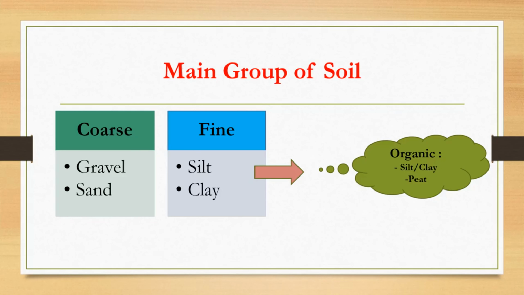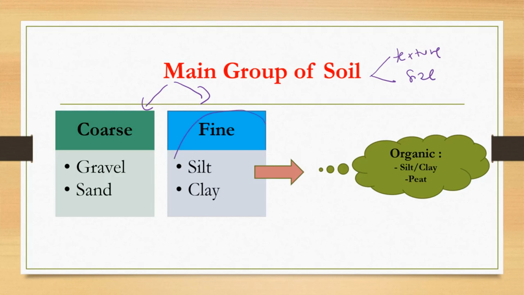Most classification systems divide soil into two main groups, which are coarse and fine. We have coarse grain soil and we also have fine grain soil, and the grouping is actually based on texture and size. Based on texture and size, we group soil into two main groups, which is coarse and fine.